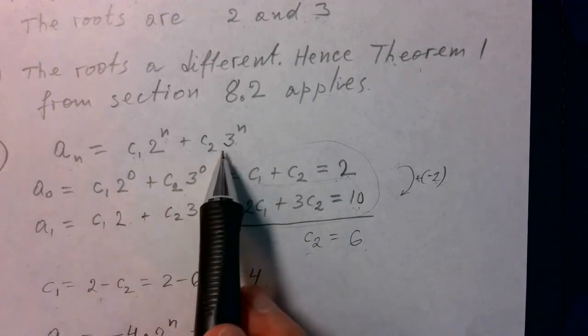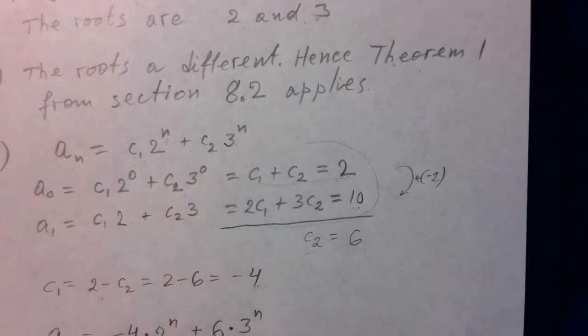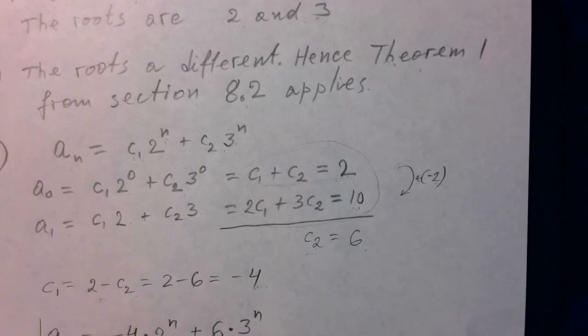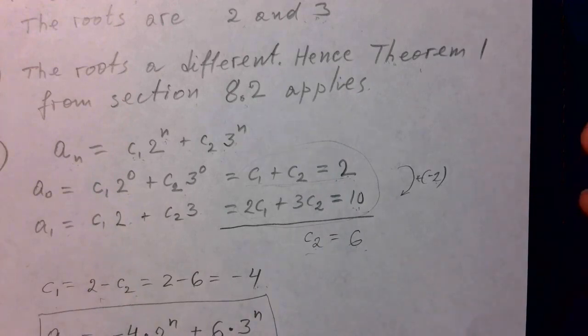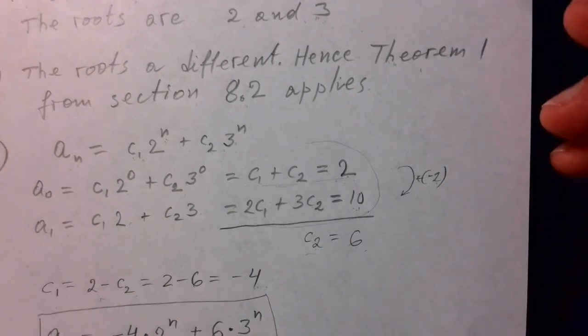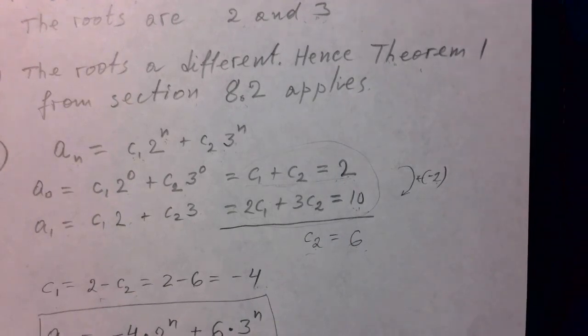Replacing the constants here with the found values, we obtain this nth term for the uniquely determined sequence, that is, the sequence that satisfies the recurrence relation and the initial conditions.